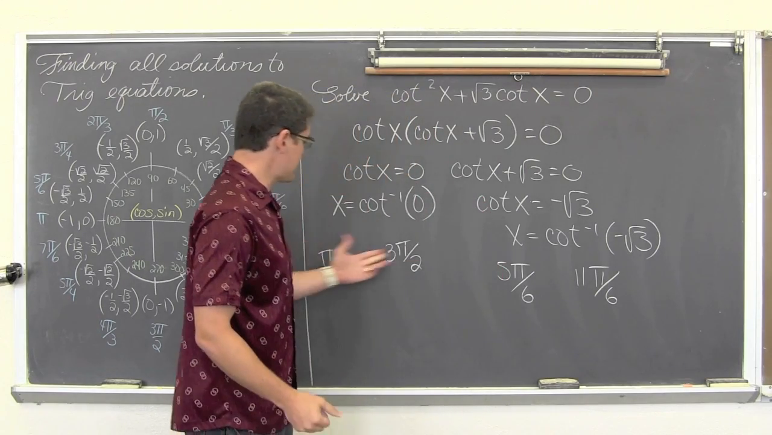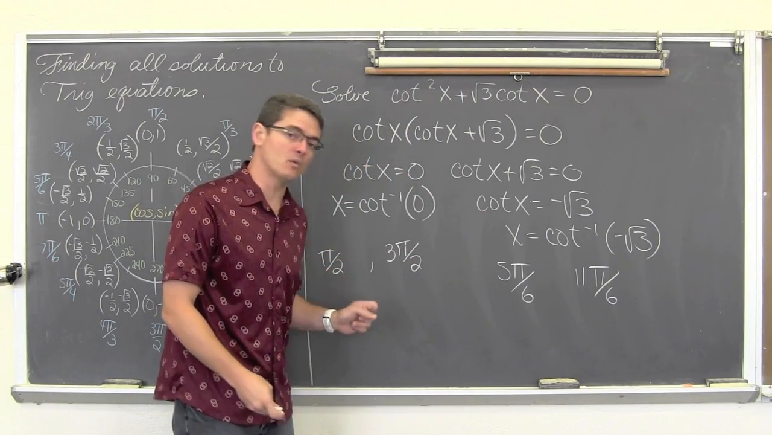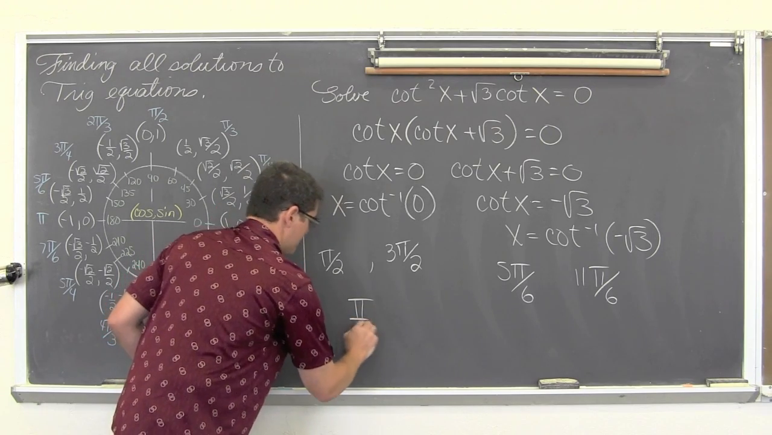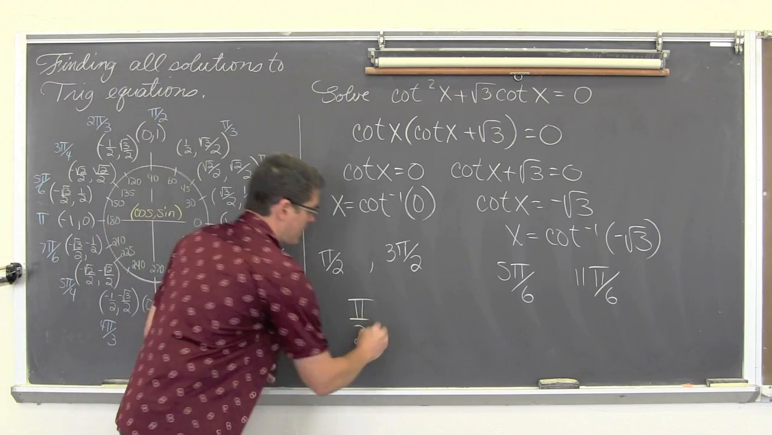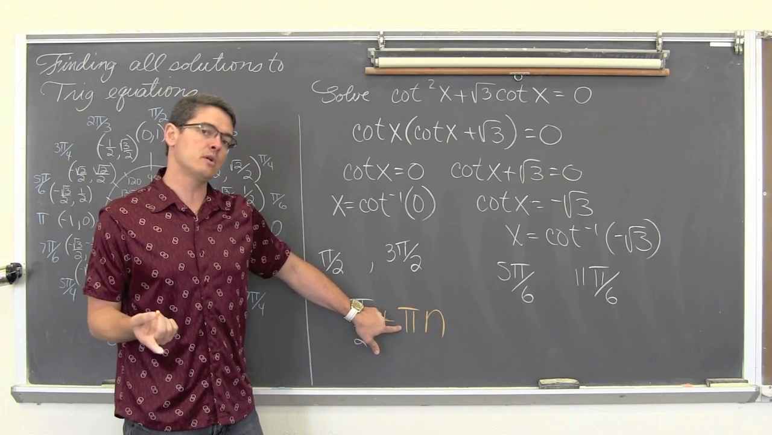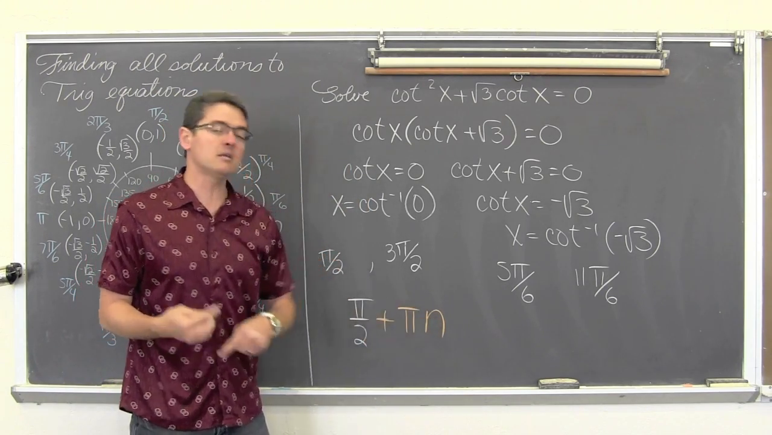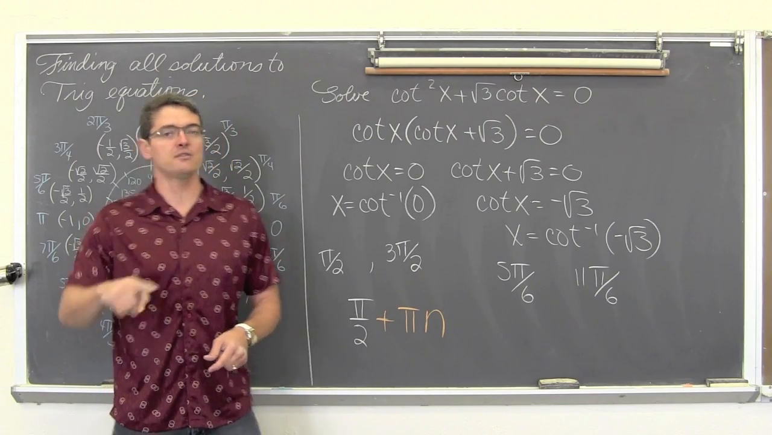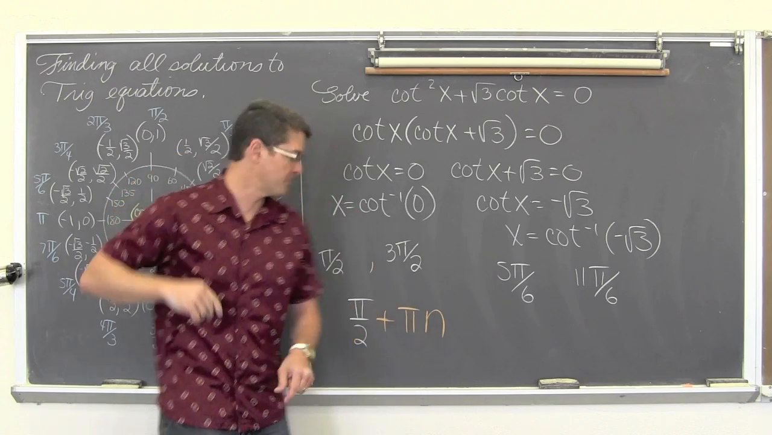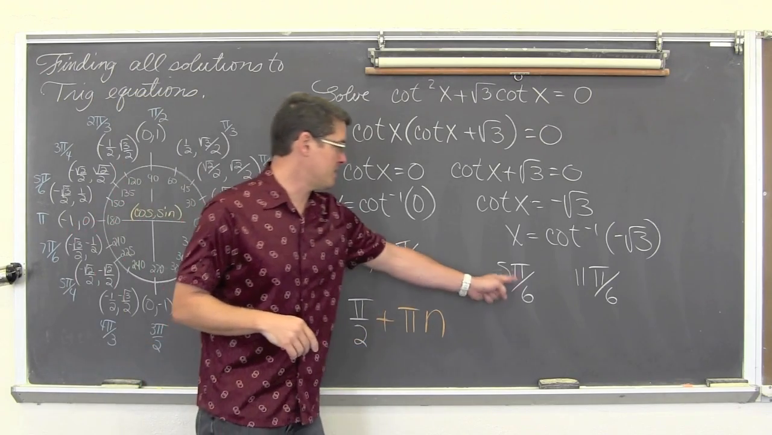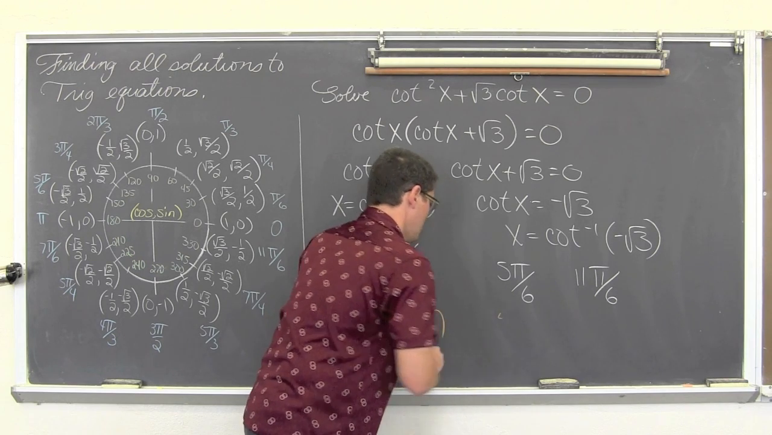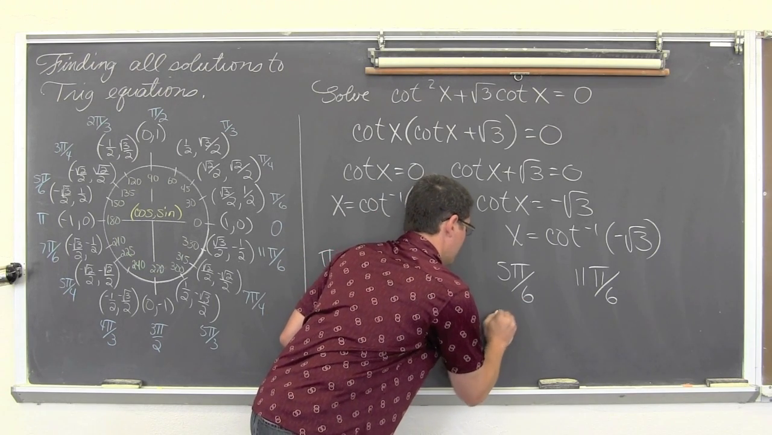So I can just take one of these answers. I'm going to take the smaller one, and say, if I want all my solutions, I'm going to take pi over 2 and then add pi n. Again, pi because it's the period of cotangent, and n can be an integer, so we can talk about positive n's where we continue the positive rotation, or negative n's where we do the negative rotation. And I'm going to pick the smaller of these two values of 5 pi over 6 and write that right here.